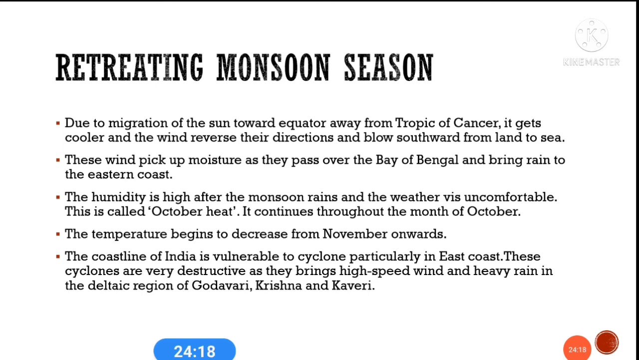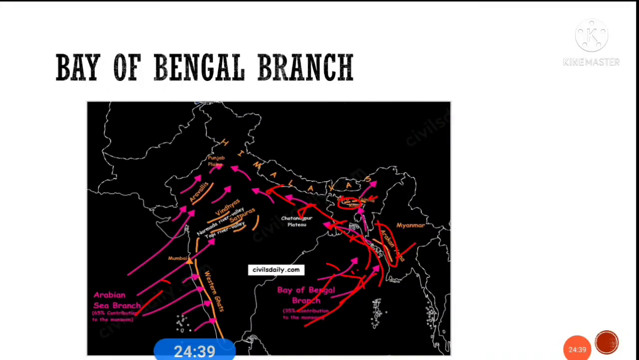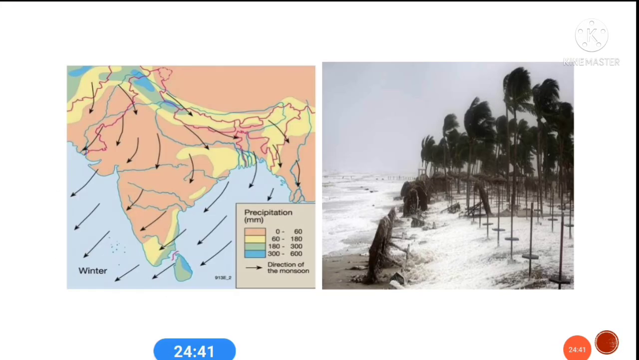Due to which the pressure belt also shifts downward. So it becomes cooler and the wind reverses its direction and blows from the land to the sea. This wind picks up moisture as it passes over the Bay of Bengal. Let me show you in this map here. You can see here the retreating monsoon.